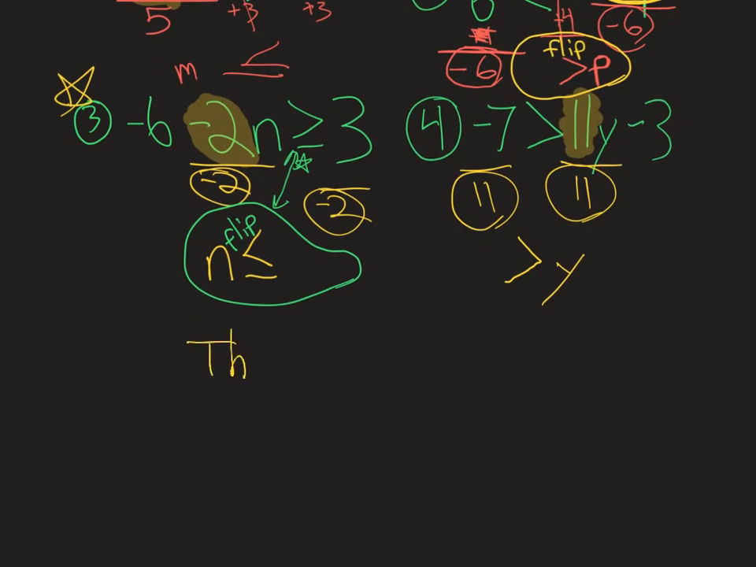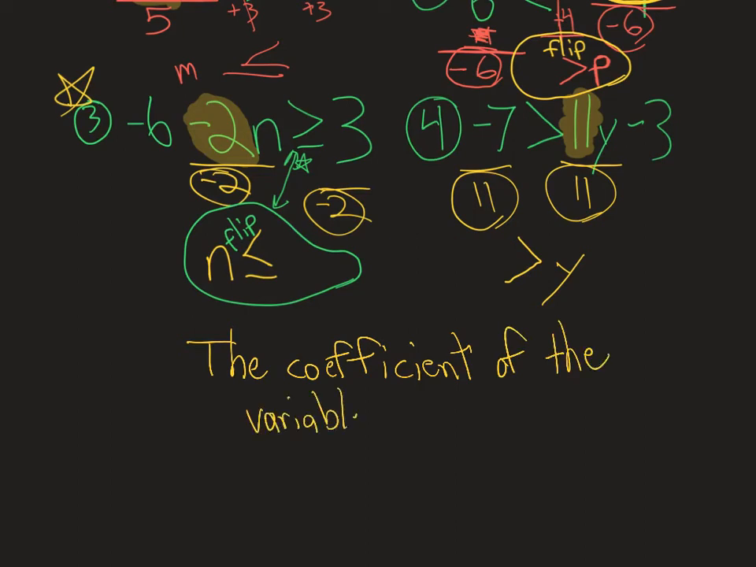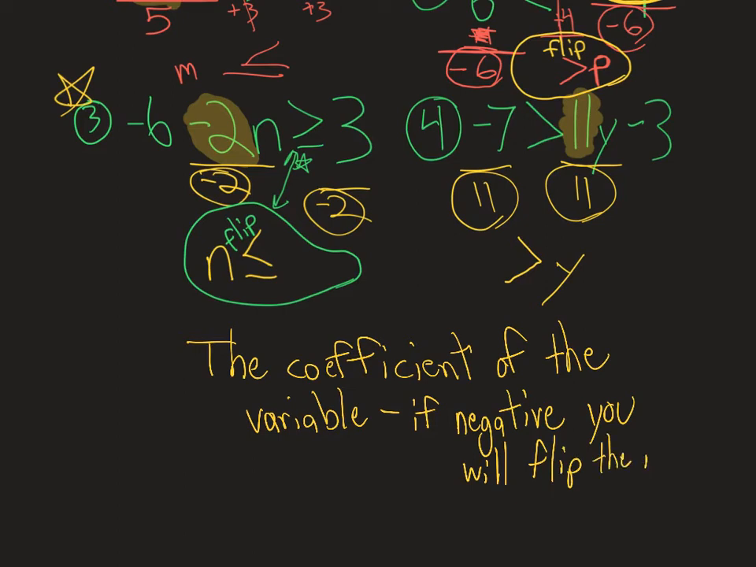Okay? So to put that mathematically and very specifically, the coefficient of the variable, if it's negative, you flip. You'll have to flip that sign. Okay, so that's what we're looking for. Whatever's with the variable, the coefficient, the value with it, if that's a negative value, you're going to have to multiply or divide it off, and that's going to flip the inequality.